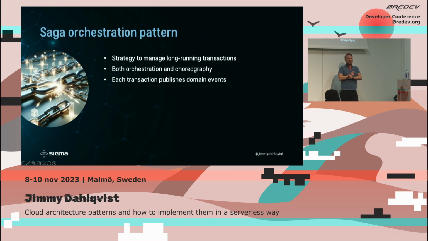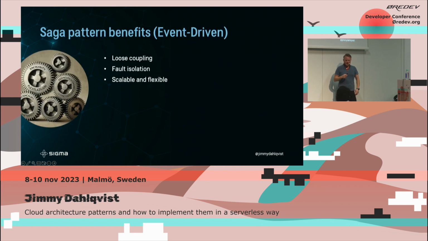It's based on each transaction in the Saga publishing domain events onto the event bus, telling it what is happening, what it has been doing: created the user, baked the pizza.